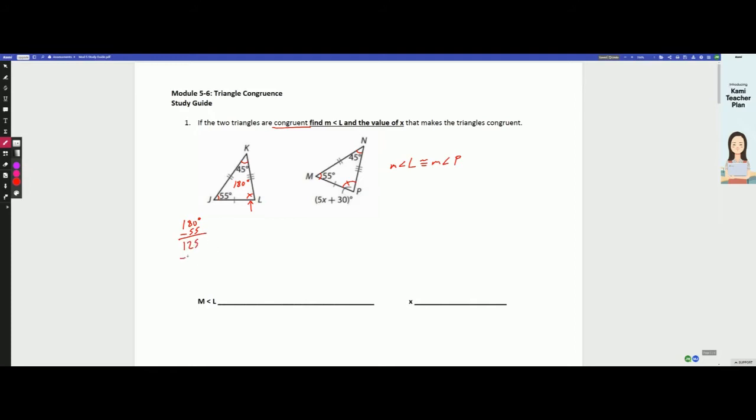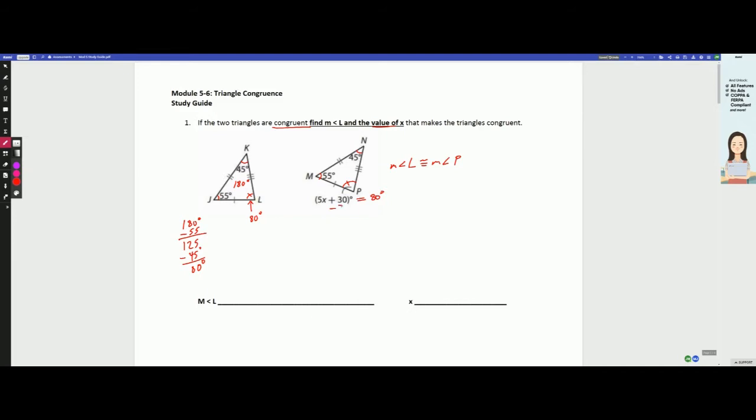Then subtract the 45, the other angle that's already given, and you should get 80. So that's 80 degrees. So the measure for angle L is 80 degrees. Now, knowing that, angle P also has to be 80 degrees, but we're looking for the value of x. So basically, we're going to set this expression they give us, 5x plus 30, equal to 80 degrees. And then we just solve.